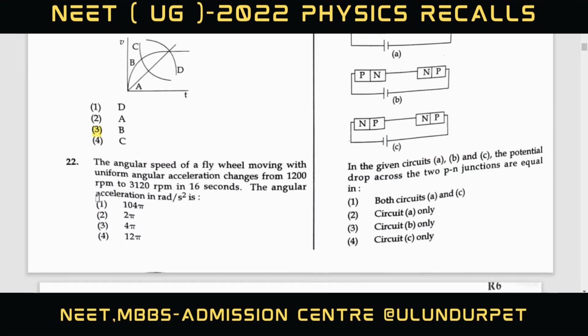22nd question: the angular speed of a flywheel moving with uniform angular acceleration changes from 1200 rpm to 3120 rpm in 16 seconds. The angular acceleration in radian per second squared is. The answer is option 3, 4 pi.